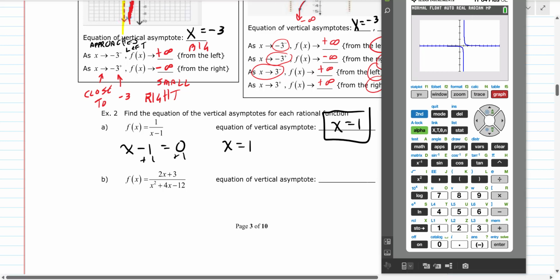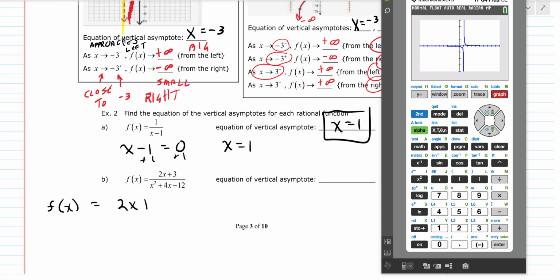All right, next problem. What we're going to do on this is we're going to factor. You can't do anything with the numerator. That doesn't factor, but the denominator does factor. So we would have x and x to get x squared. For 12, we would need to use 2 and 6. And then we'd have a plus 6 and we'd have a minus 2.